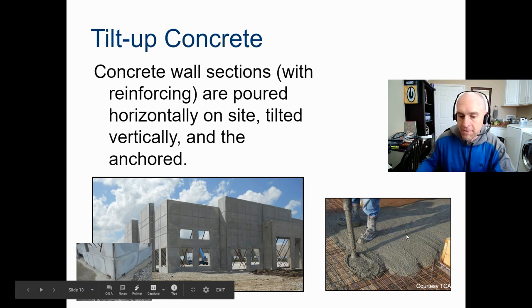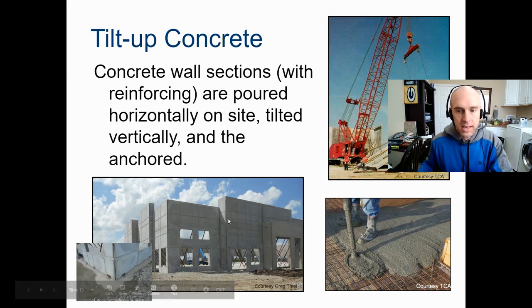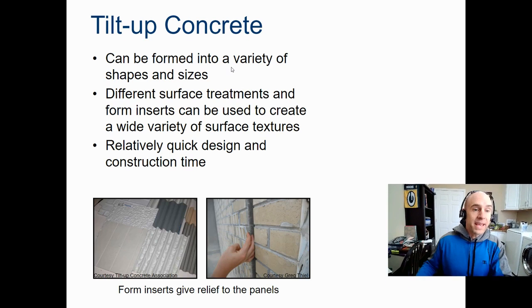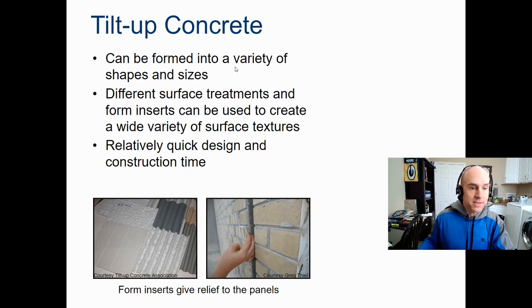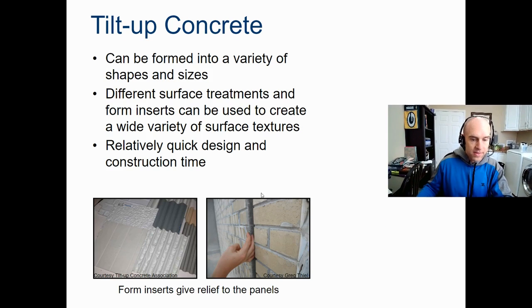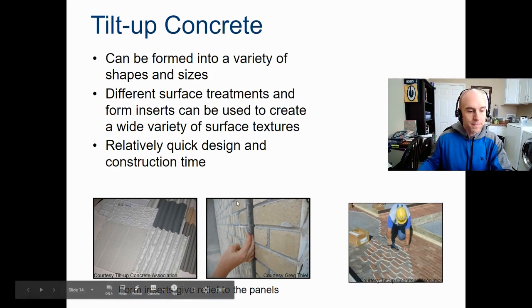Now, if this is the manufacturing facility, this might be the wall that's being created on the ground. It's formed, and then they stack them all together and bring them into the site. And this is an example of one that's being tilted up and put into place. They can be formed into a lot of different shapes and sizes. They can be treated in different ways. They're really quick to design. They can have lots of different looks on them.